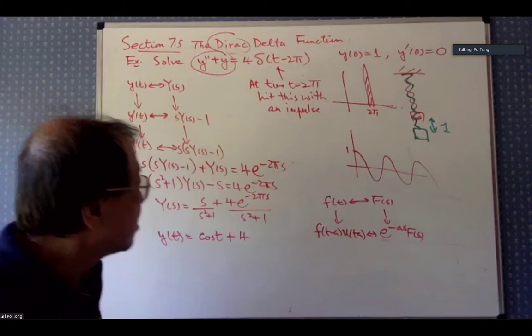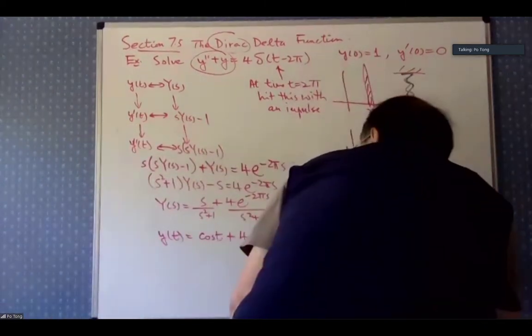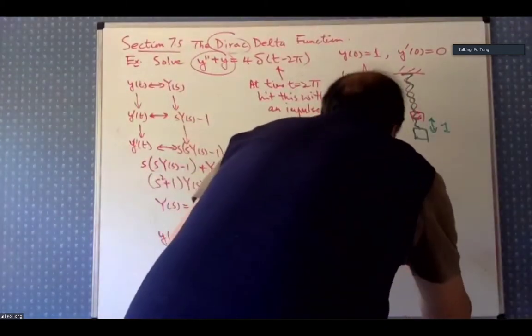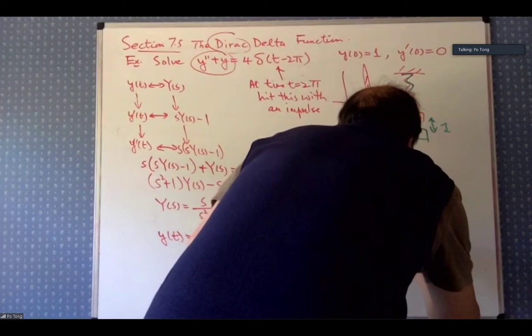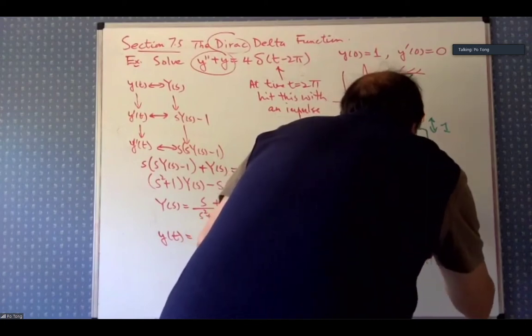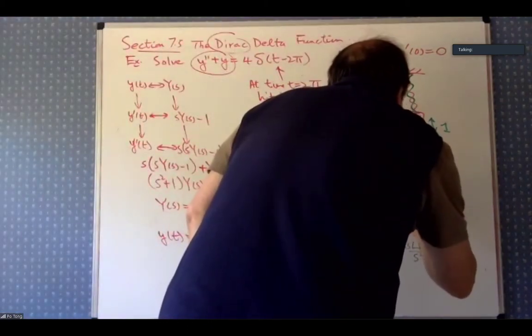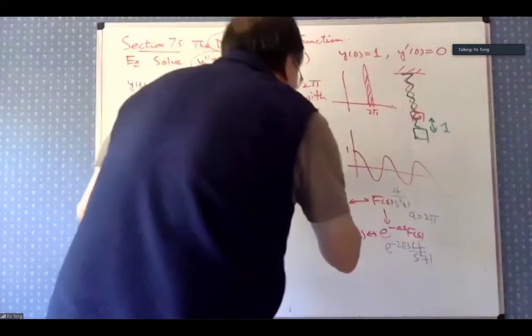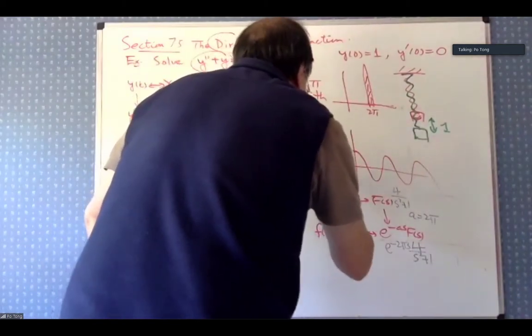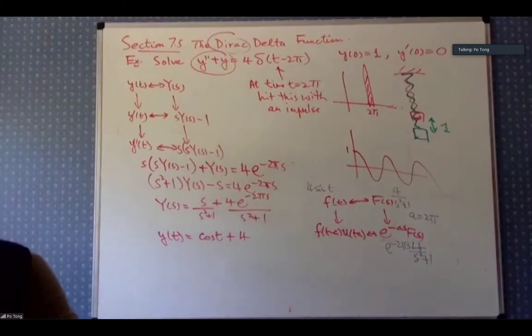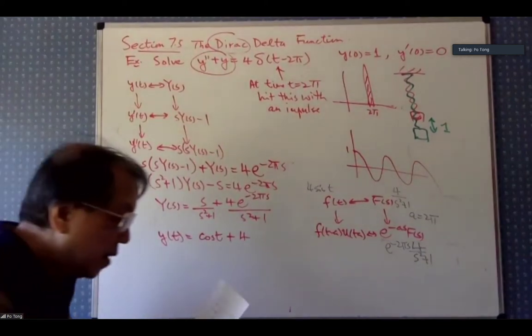So this guy is 4 times 1 over s squared plus 1, times e to the power minus 2 pi s. So a is equal to 2 pi. So this one is 4 over s squared plus 1. Okay, so this one is 4 sine t. Okay, so you got it. So it will be 4 sine.